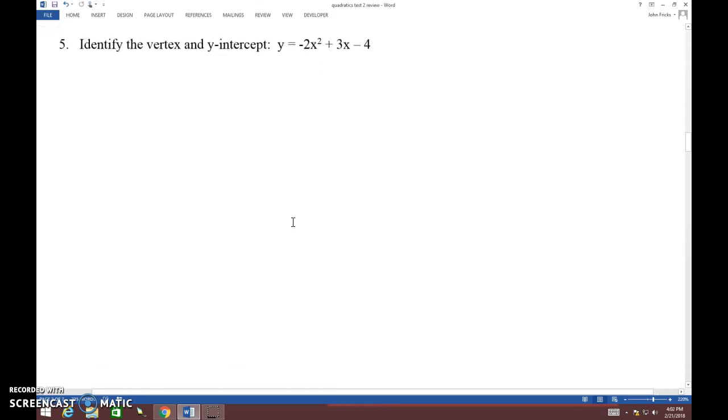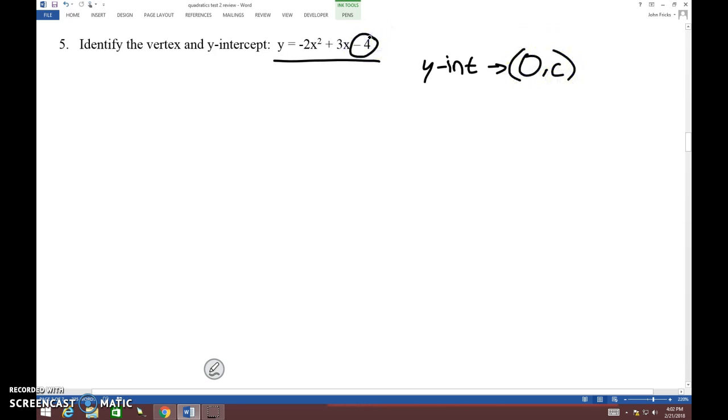Number 5, I want you to identify the vertex and the y-intercept for the problem. So to work that out, first off, the y-intercept is really easy. Because when we're in standard form, it's easy to identify the y-intercept because the y-intercept is equal to c. All right, so in other words, the y-intercept is going to be (0, c). So as long as you know the c value, which here it's negative 4, you can figure out the y-intercept. So here it's going to be (0, negative 4). And keep in mind, that's only standard form.